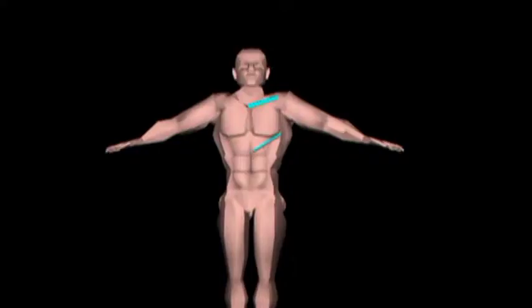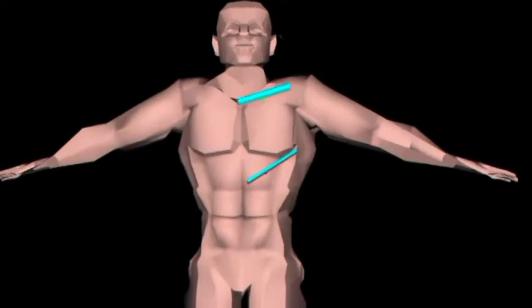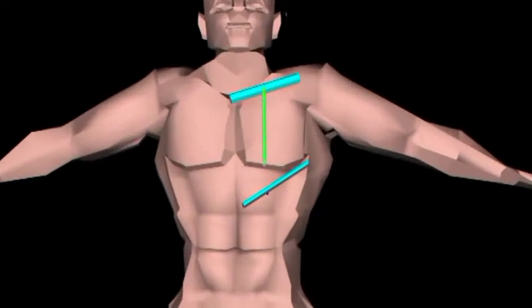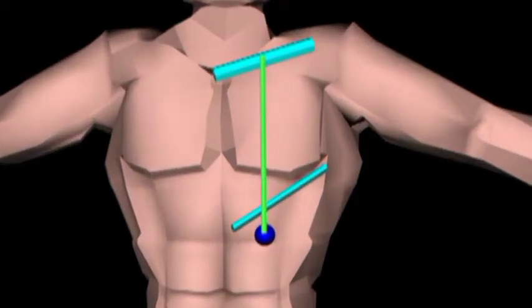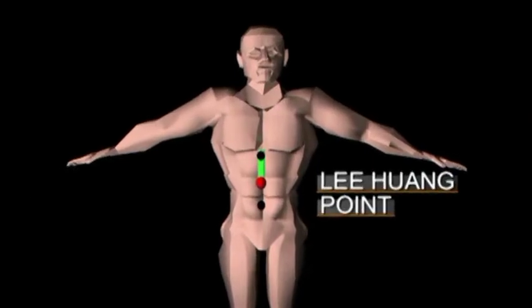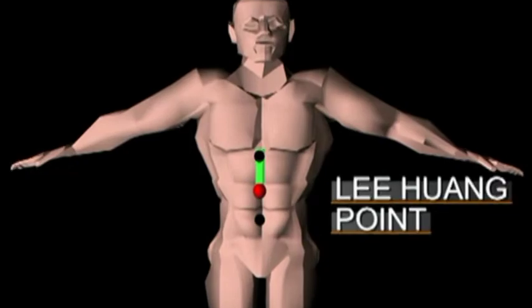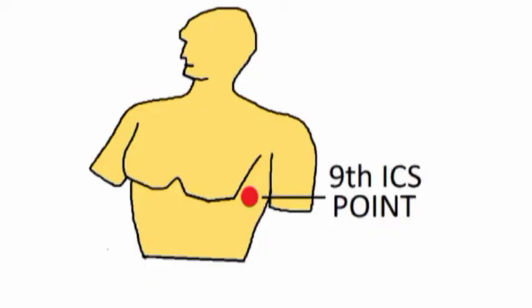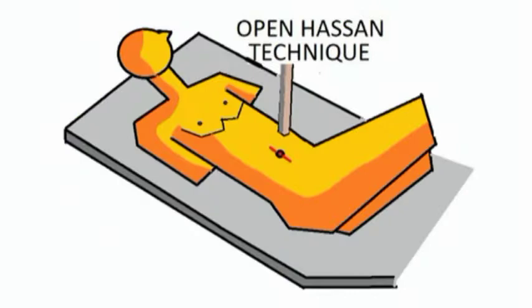In 1974, R. Palmer suggested a point named after him. This is Palmer's point, which is in the mid-clavicular line, 3 cm below the costal margin in the left hypochondrium area. This is the Lee Huang entry point, midway between the xiphoid process and the umbilicus. And this is the ninth intercostal entry point, in the anterior axillary line in the ninth intercostal space on the left side at the superior border of the rib.